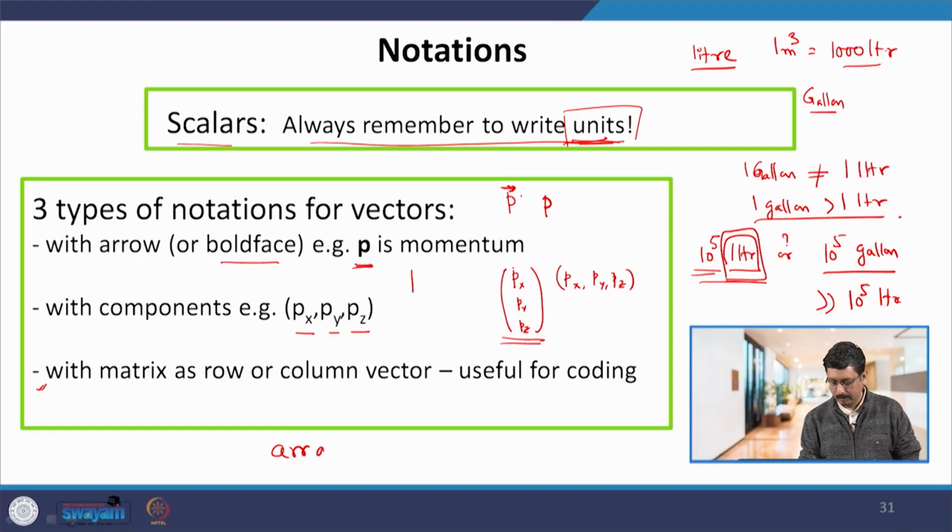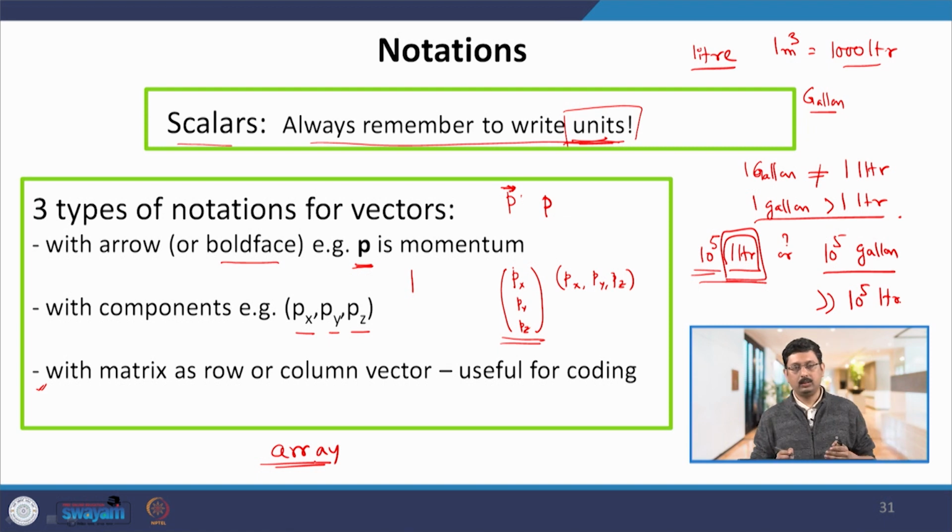The point is that these days some of you or maybe all of you have learned some amount of programming, and in programming you may have come across the concept of an array. So, an array is a variable with more than one component. An array behaves in many situations like a vector. So, this way of representing the vector as a row vector or column vector is very useful when you are writing some program and doing some calculation on a computer.